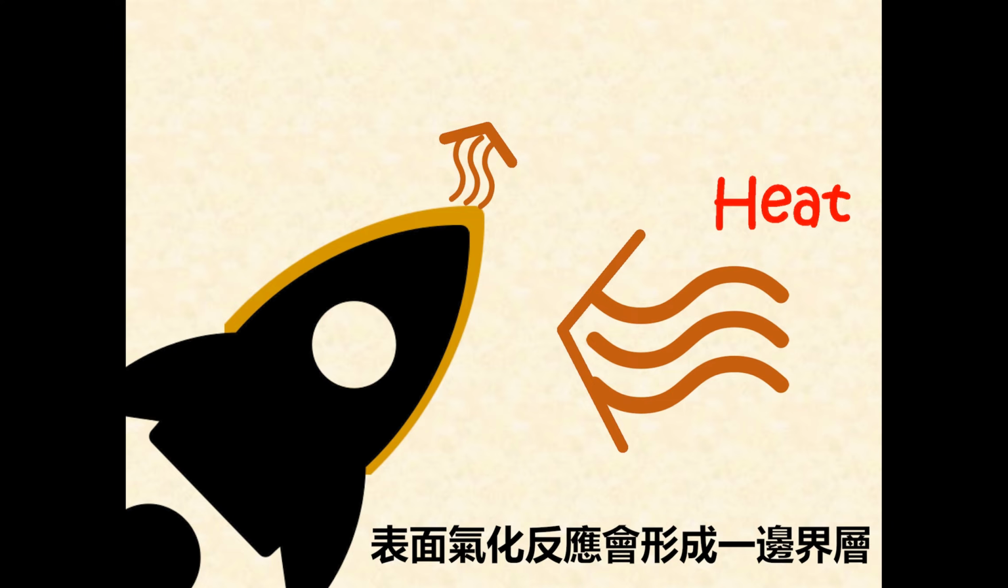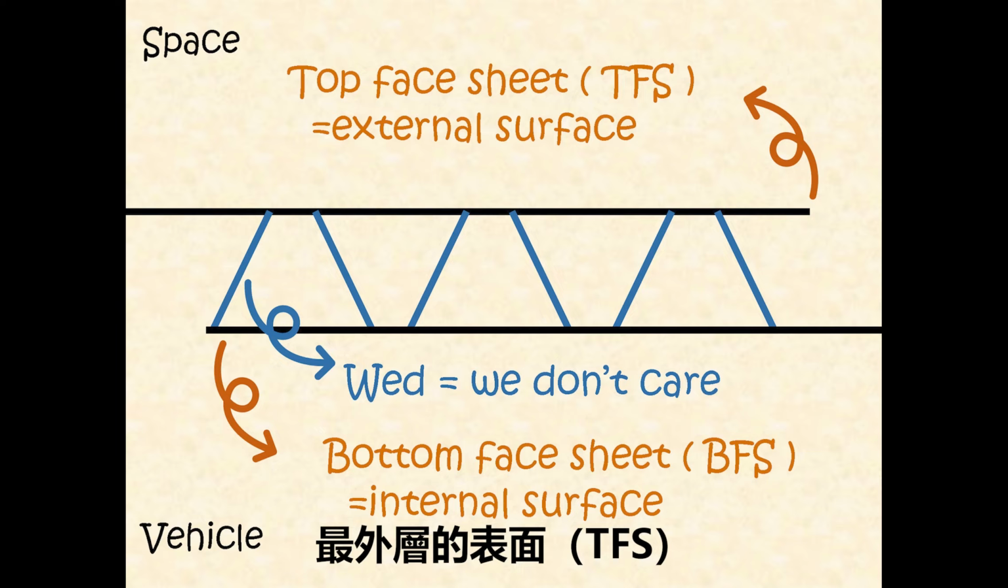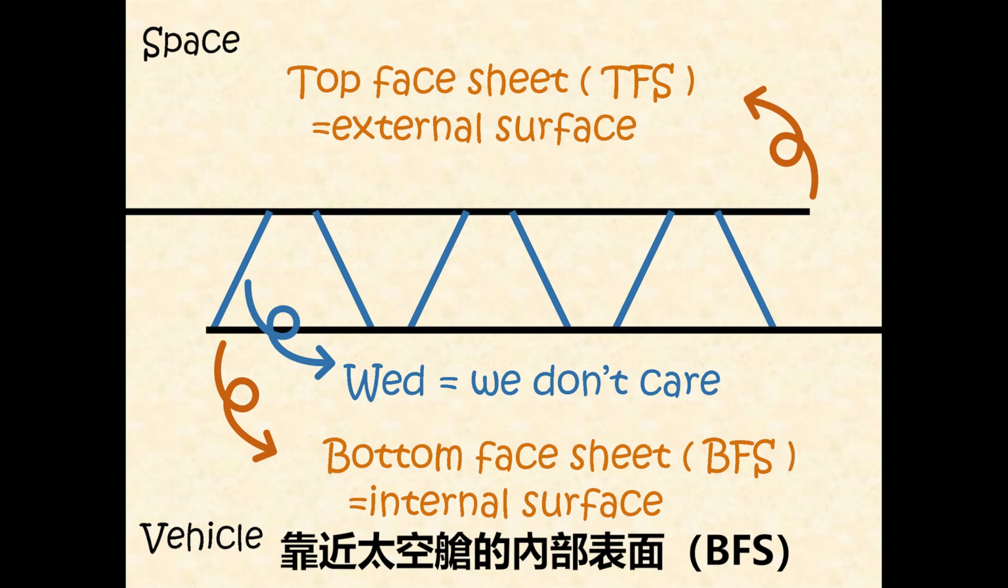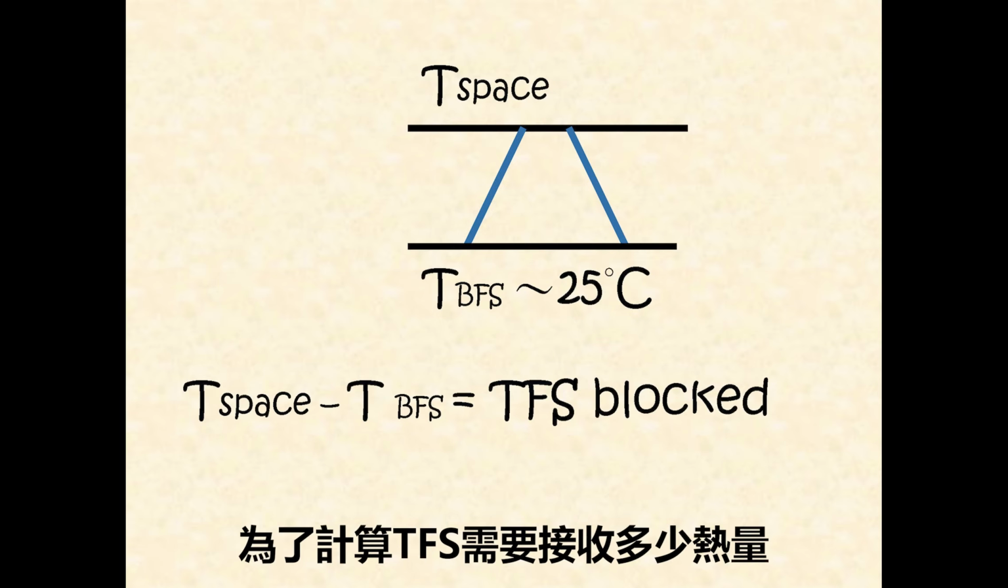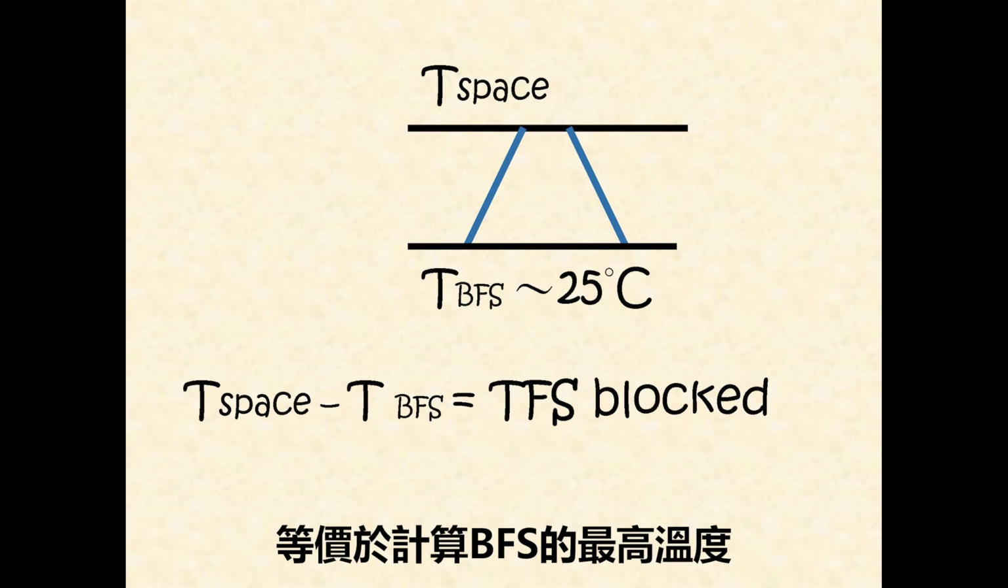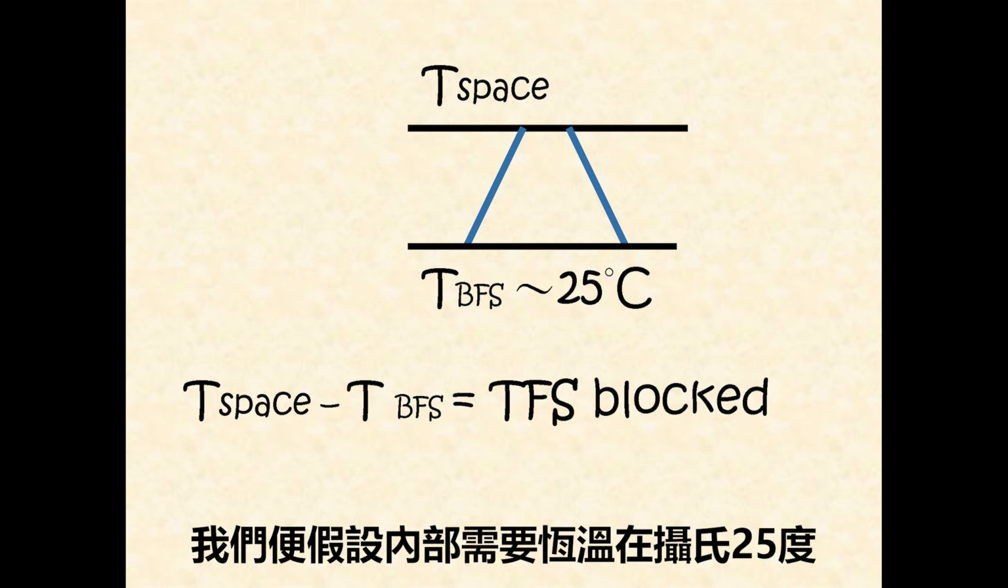The typical corrugated core sandwich panel ITPS structure consists of three parts: the top face sheet, TFS, which is equivalent to the external surface; the bottom face sheet, BFS, the internal surface; and the web, the structure between them, which we don't discuss this time. So, calculating how much heat the TFS can resist is equivalent to calculating the maximum BFS temperature, which we want to maintain within about 25 degrees Celsius.